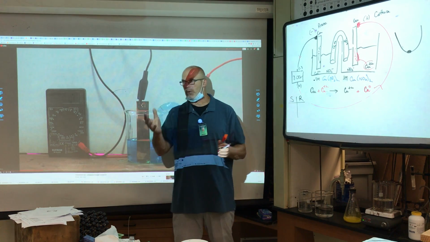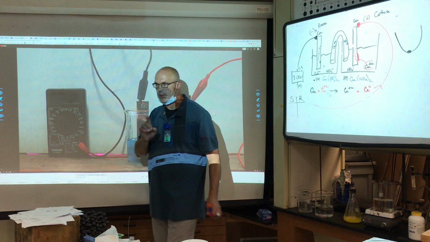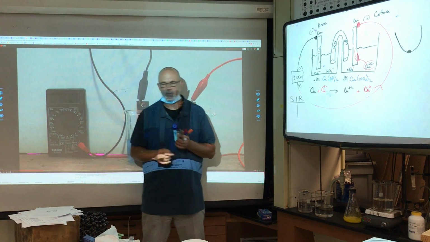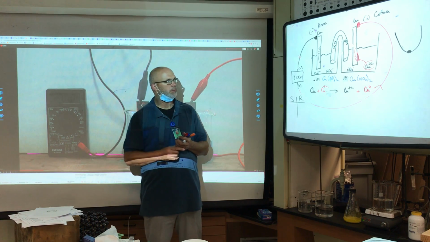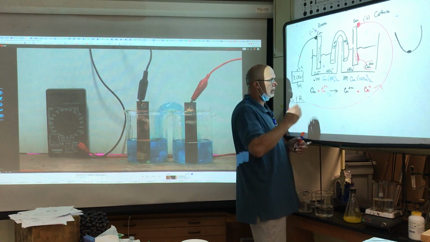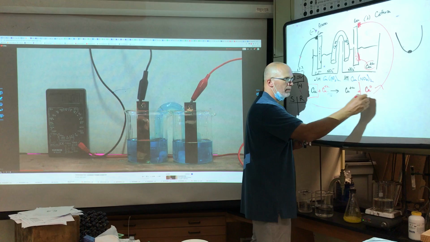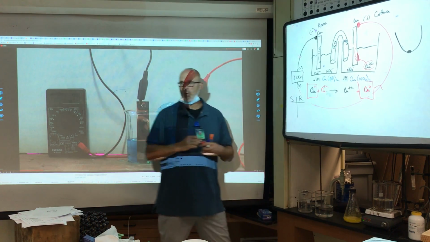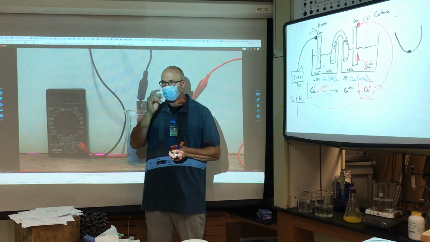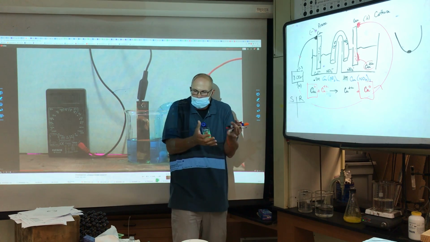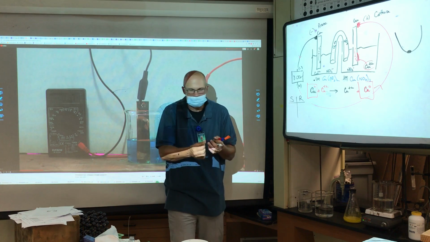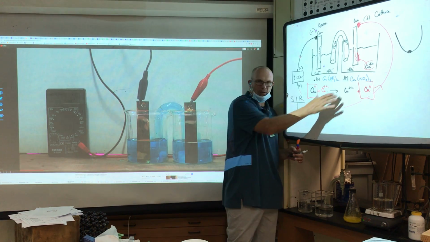Now, can anyone guess what stress and where that stress will have to be to make the reaction go forward? I want to make this have positive volts. What could I do? I'll tell you what I can't do. I can't change the amount of metal I have, right? Having more or less metal doesn't change anything, because having more metal doesn't increase the individual ability of copper to oxidize. So it's got to be about the aqueous ions.